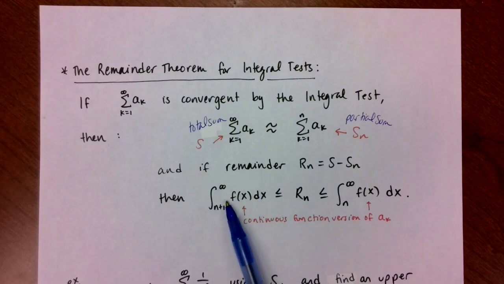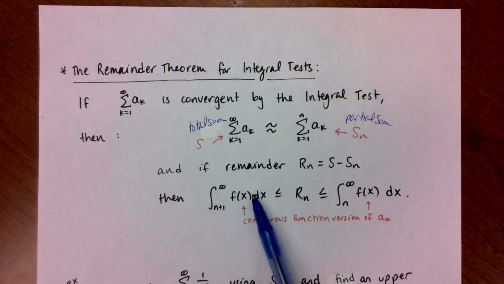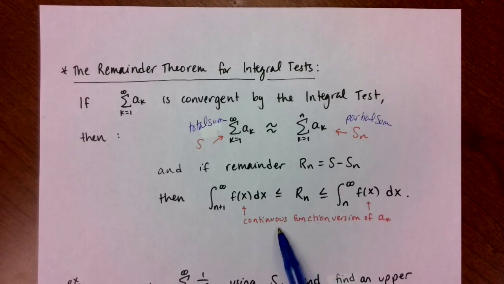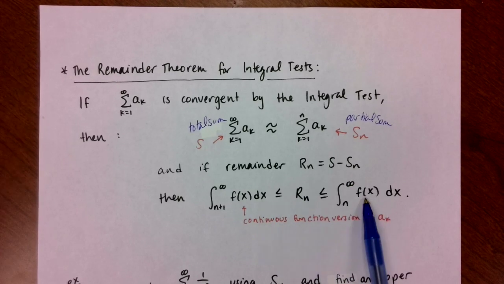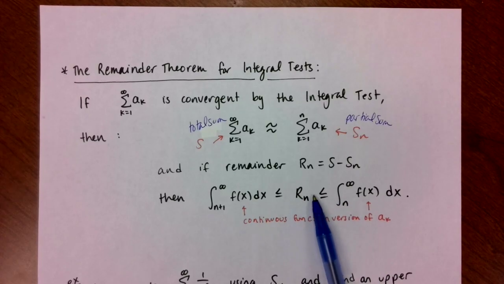So as a lower bound, we have the integral from n plus 1 to infinity of f of x, where f of x is just the continuous function version of your series. So this is from 1 to infinity what you would have integrated to do the integral test part. So that's the lower bound. And then the upper bound on this error is the integral from n to infinity of that same function. So these are both improper integrals, and the n matches the subscript here.